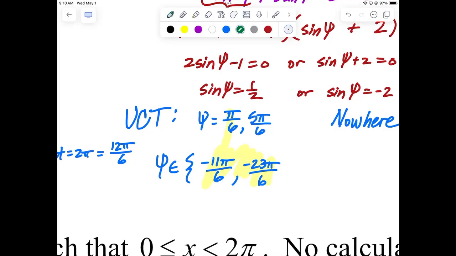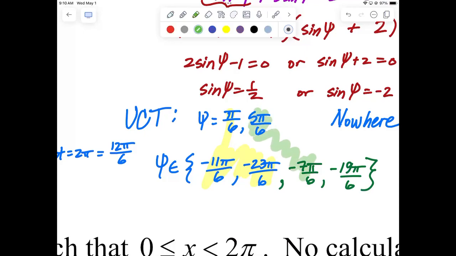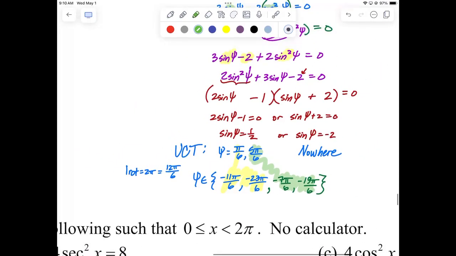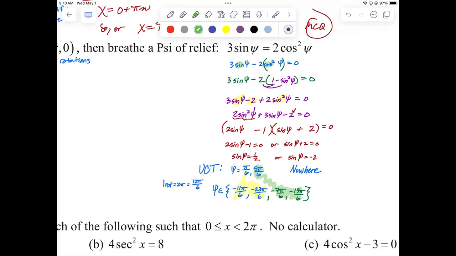And then I got 2 more here. What's 5 pi/6 minus 12? Negative 7 pi/6. And what's negative 7 minus 12? Negative 19 pi/6. And there they are. There's your 4 solutions. It didn't say to find all of them, and it didn't say between 0 and 2 pi. We only want the negative angles between negative 4 pi and 0. So we still find the ones we want between 0 and 2 pi, and then we modify them. And there's your solutions. They're all going to be in the domain because we don't have a denominator, so we're good.